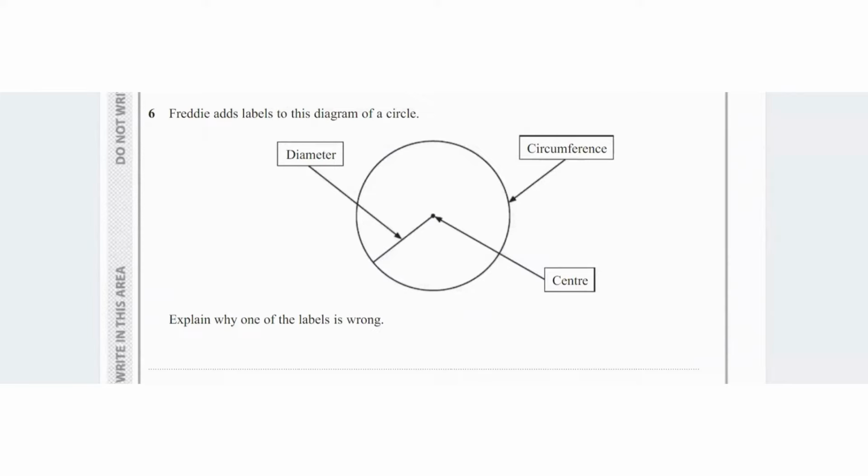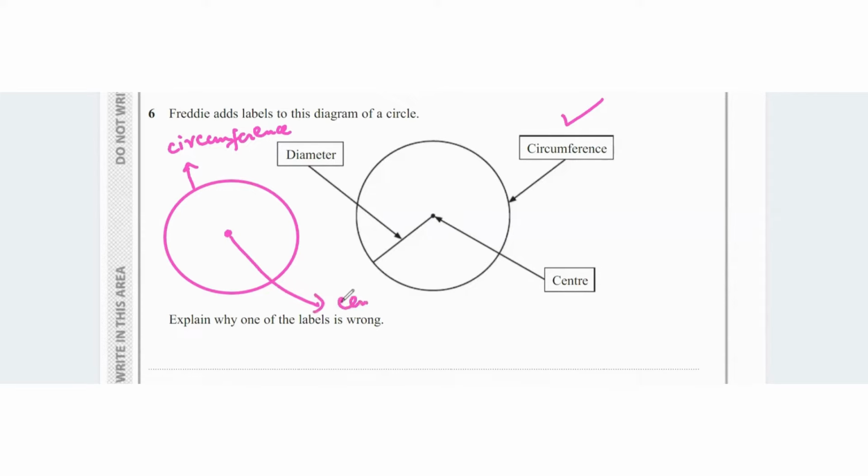Question 6 is Freddy adds labels to this diagram of a circle. Explain why one of the labels is wrong. So let's create our own circle and start labeling the diameter, circumference, and center. So circumference is basically your boundary of the circle, which is this part. So this is your circumference. Now, as you can see, Freddy has labeled that correctly. Now the center is obviously going to be the center of the circle, which Freddy has labeled correctly as well.